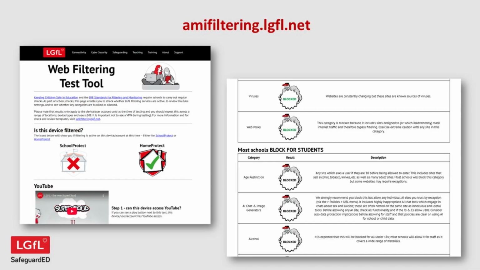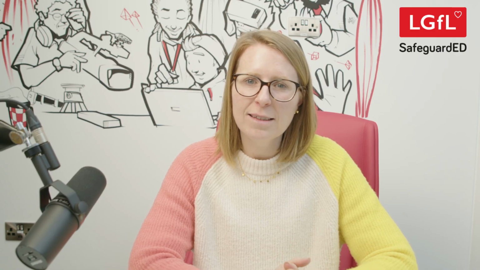And whilst we're talking about checks, another thing that might help you in school in carrying out your filtering checks is this site that we set up called Am I Filtering? If you go onto Am I Filtering, you can see whether School Protect or Home Protect is effective on your particular device. If you are an LGfL customer, you can go to this web page and it will tell you here and now whether your device is being filtered and by which product, and then give you the list of categories which are allowed or blocked for you as a particular user. So that's quite helpful for carrying out those regular checks.